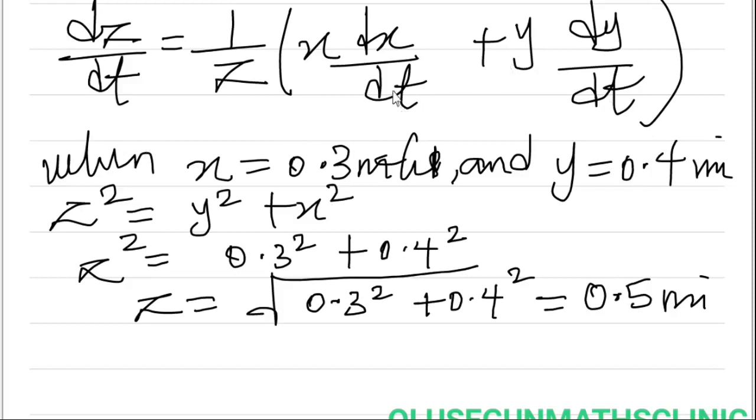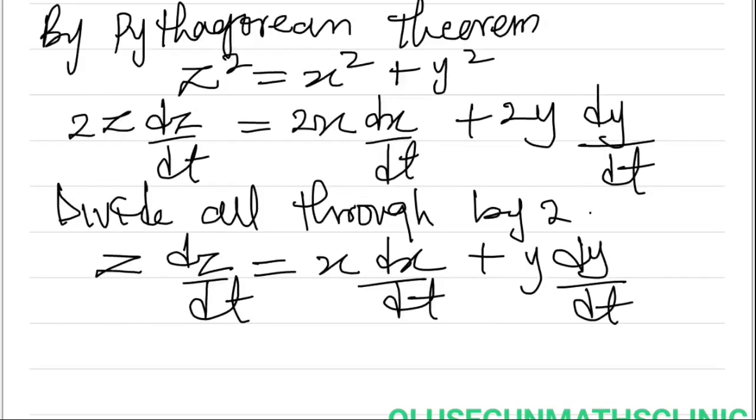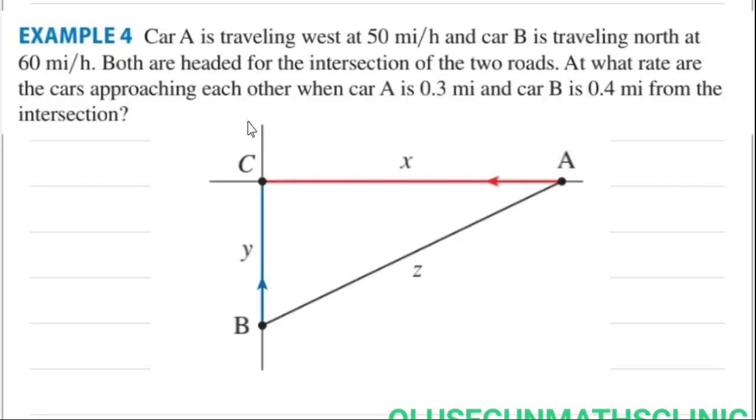So let's now substitute the values of z, x, and y into this formula to get the rate from the question. The question says at what rate are the cars approaching each other when the car is 0.3? Because you have to calculate the distance between them. So before you can find the rate at which the cars are approaching each other, you use the distance between them. So therefore, let's substitute the values.